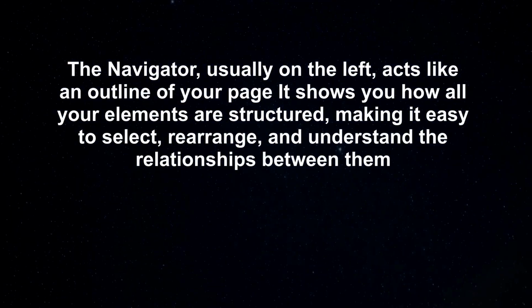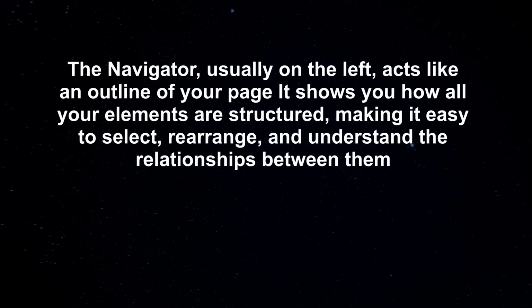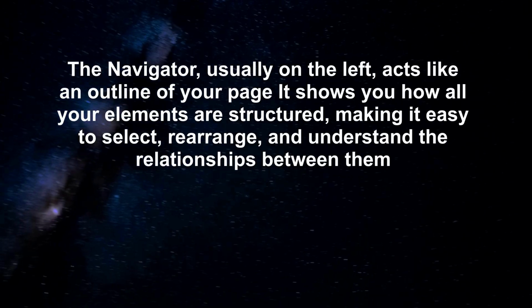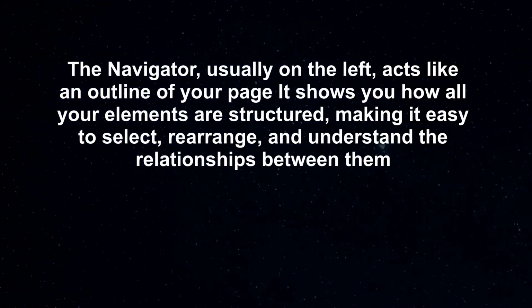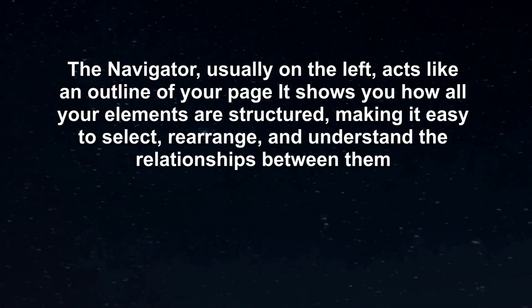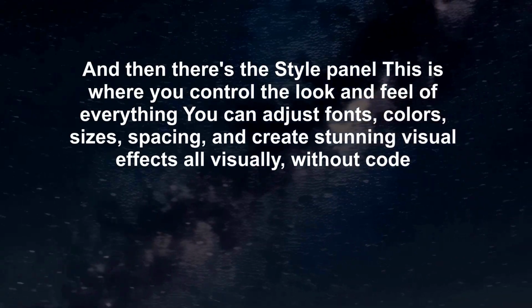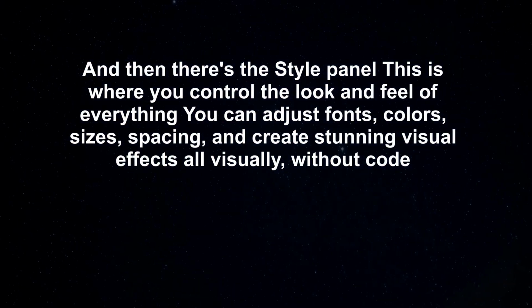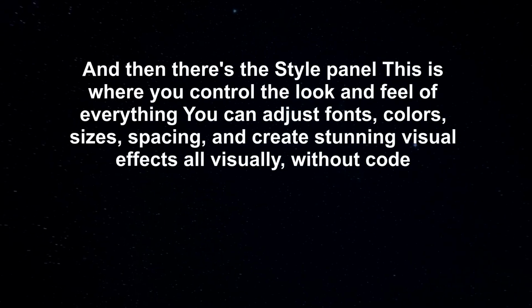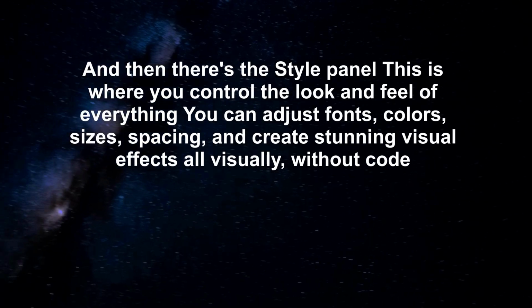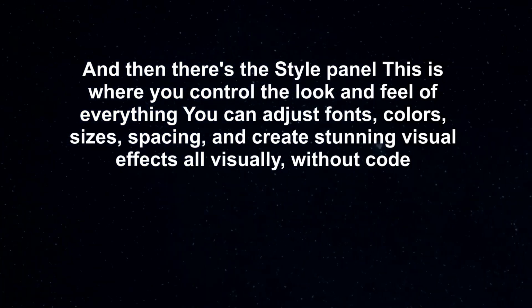The Navigator, usually on the left, acts like an outline of your page. It shows you how all your elements are structured, making it easy to select, rearrange, and understand the relationships between them. And then there's the Style panel. This is where you control the look and feel of everything. You can adjust fonts, colors, sizes, spacing, and create stunning visual effects, all visually, without code.